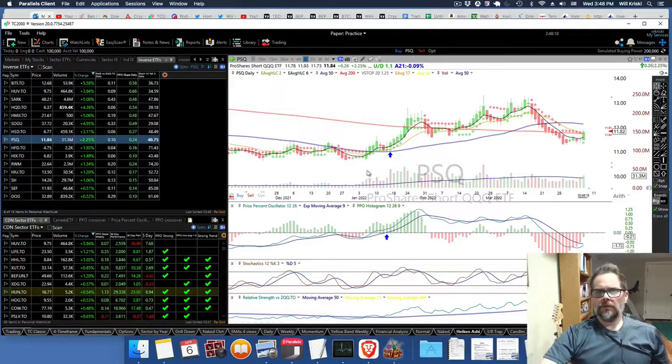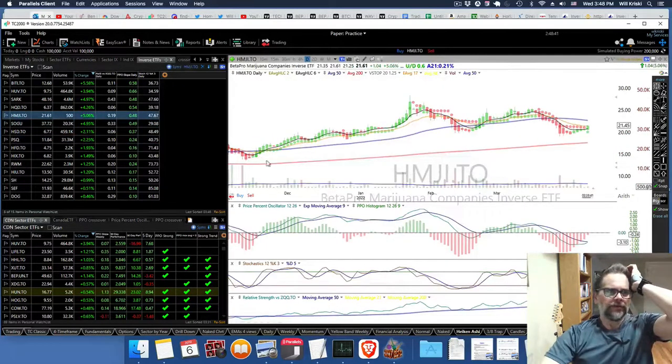But sometimes you want to wait till it's established. Like here, it breaks up, then pulls back, and then starts to go up. So if you're a bit more patient, wait for that sort of confirmation of an uptrend. But the first break is where you're mostly going to get the most bang for your buck. You can see the price percent oscillator curling up here.